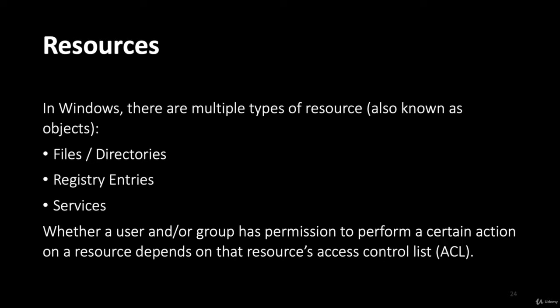In Windows, there are multiple types of resource, which are also known as objects. Some examples are files, directories, registry entries, and services. Whether a user or a group has permission to perform a certain action on a resource depends on that resource's access control list, known as an ACL.